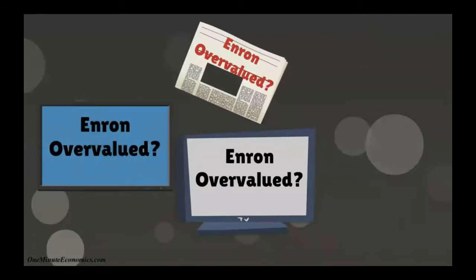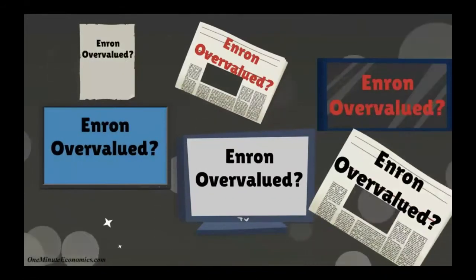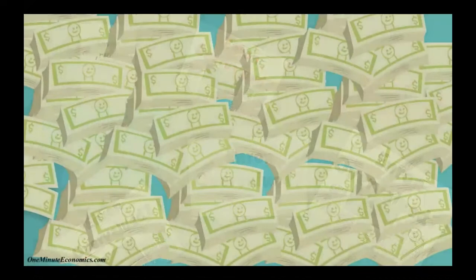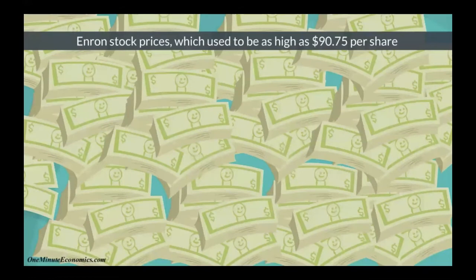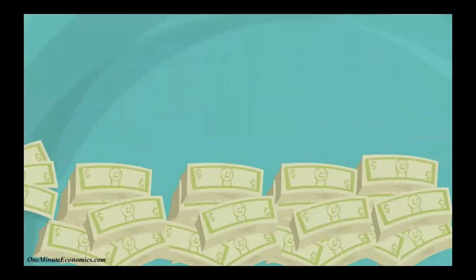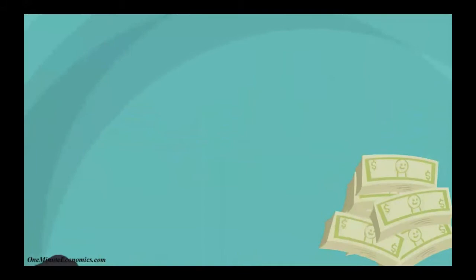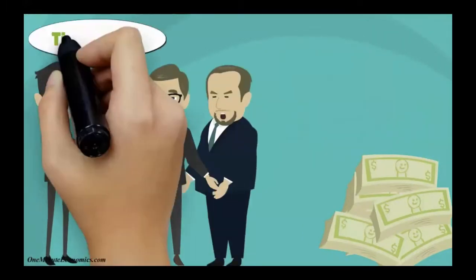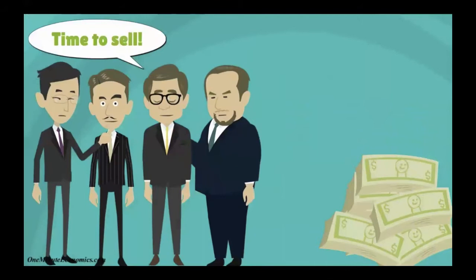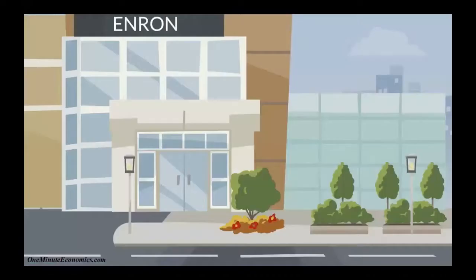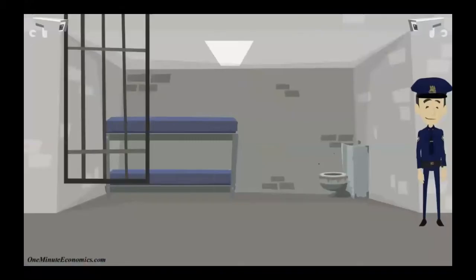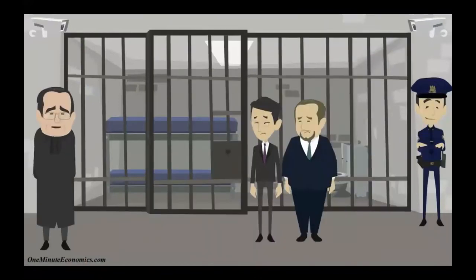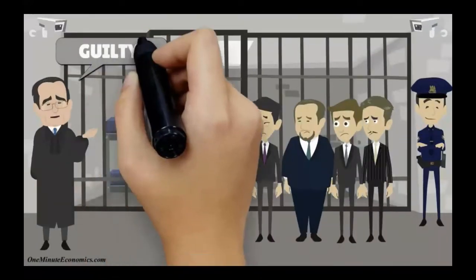As of 2001, however, the media started wondering whether or not Enron was overvalued. This obviously put a lot of pressure on Enron stock prices, which used to be as high as $90.75 per share. Insiders decided to cash out and started selling lots of shares, and prices kept falling until they ended up at below $1 in late 2001. In December 2001, Enron ultimately filed for bankruptcy. Approximately 20,000 jobs and $2 billion in employee retirement funds were lost. Many executives were brought to justice, and some of them ultimately ended up receiving prison sentences.